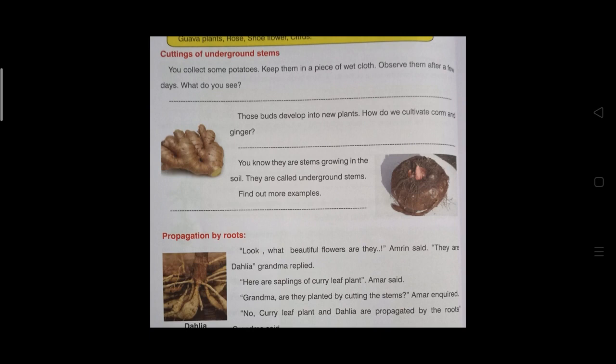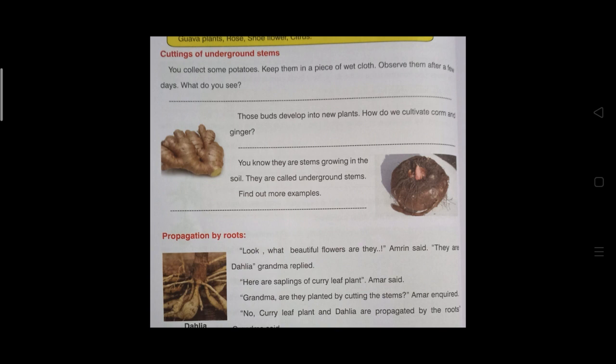Cuttings of underground stems. You collect some potatoes. Keep them in a piece of wet cloth. Observe them after a few days. What do you see? Do this activity. You can see the presence of small green buds. Those buds develop into new plants.